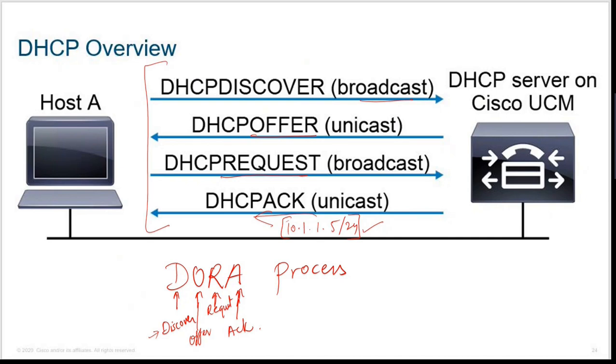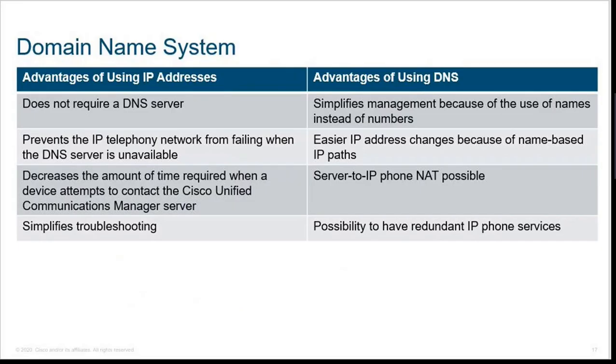So this is the process of DHCP working. It works with a four-step process called the DORA process: discover, offer, request, and acknowledgement. Next is the Domain Name System, or DNS. Now, DNS is not a mandatory server. You can still work with IP configuration, but if you are using domain names or fully qualified domain names, then it is mandatory to use DNS. Otherwise, resolving IP to domain names and domain names to IP will not be possible without a DNS server.